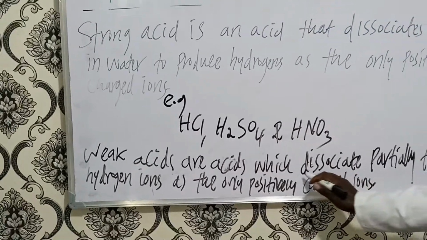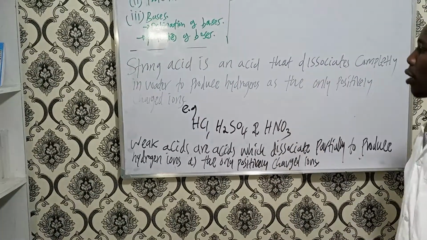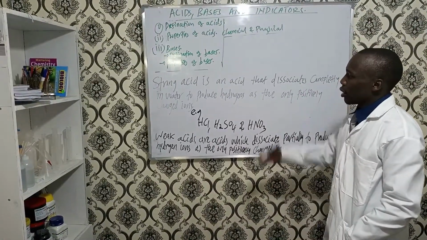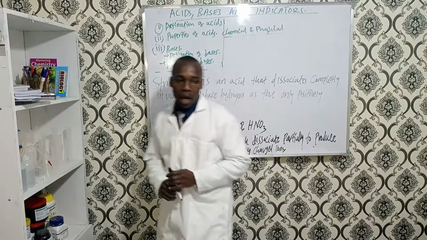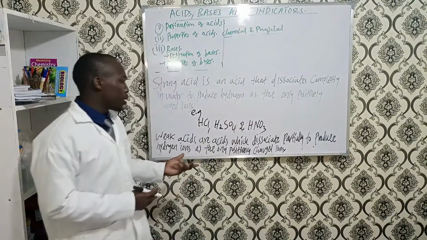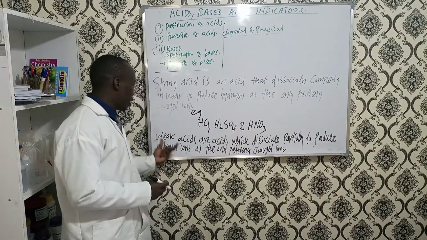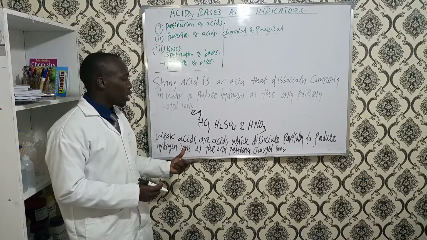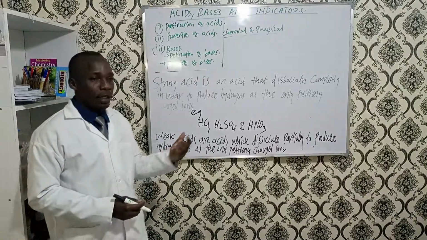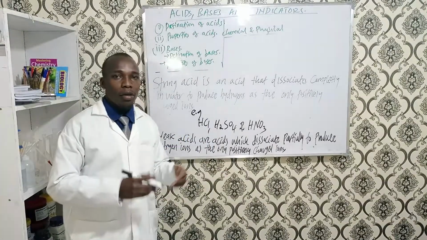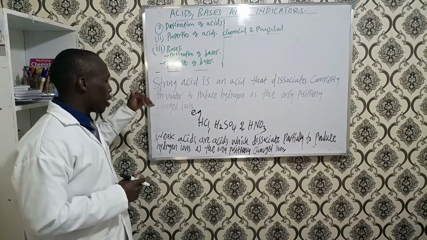Ions, but the dissociation is partial, not total, like in strong acids. So that is the difference between a strong acid and a weak acid. And the examples of strong acids are these ones: HCl, sulfuric acid, and nitric acid. Examples of weak acids are carbonic acid, ethanoic acid. We have tartaric acid, among many others. So that is the difference between a strong acid and a weak acid.